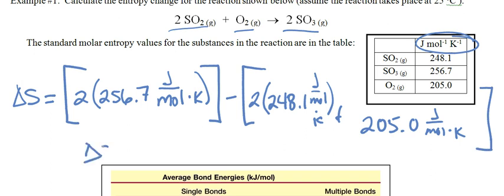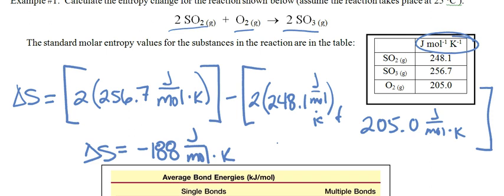So our delta S, when we take those values, type that in real quick, so 2 times 256.7 minus, use parentheses, 2 times 248.1 plus 205 gives me a value of negative 187.8, so we'll say negative 188. And again, that is our unit in joules over mole Kelvin. Now, don't worry about what that number means just yet. Okay, we'll talk about that in a little bit.